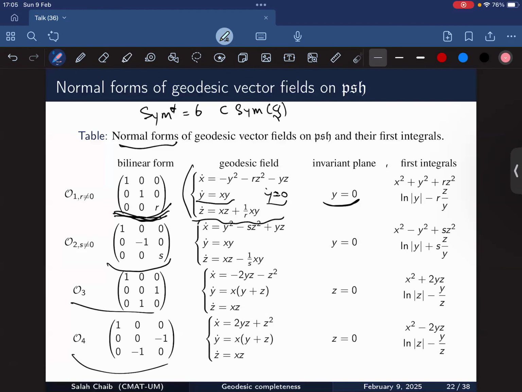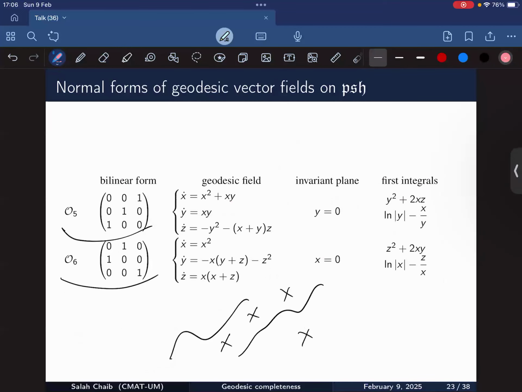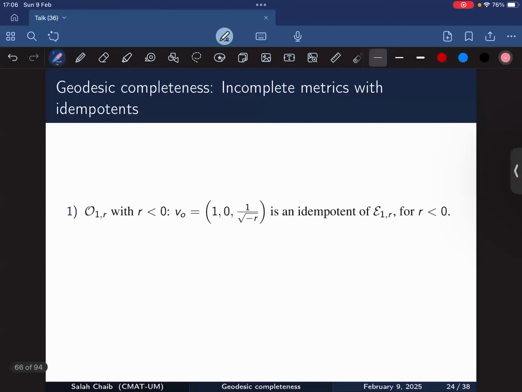So for this Lie group, every left invariant metric has some invariant plane. Also, other than the energy, we have outside the invariant plane a non-polynomial first integral, which will be useful in the proof of completeness in some cases. Okay, so now we'll make the completeness study for this Lie group.